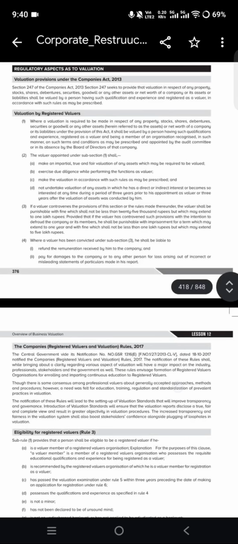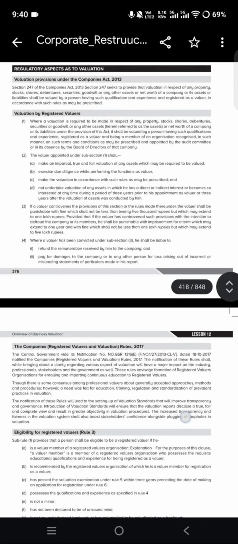Though there is some consensus among professional valuers about generally accepted approaches, methods and procedures, a need was felt for education, training, regulation and standardization. So standardization is the main aim of prevalent practices in valuation.